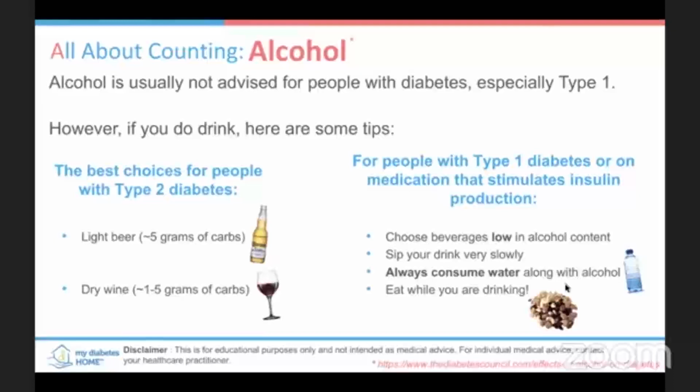Casey, you have another question? Please go ahead. Nancy would like to know if stevia and Splenda have the same values, and if one is a better choice than the other. In general, stevia is better than Splenda. In terms of carbs, neither one of them should affect your sugars. I would recommend stevia.